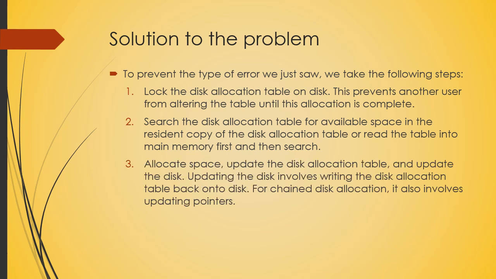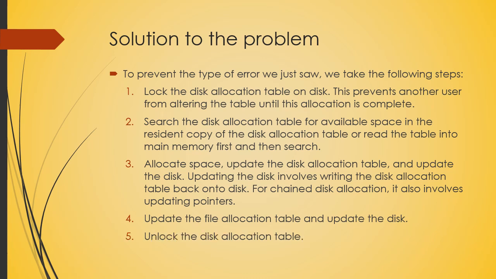Allocate space, update the disk allocation table, update the disk. Updating the disk involves writing the disk allocation table back onto disk. For chained disk allocation, it also involves updating pointers. Update the file allocation table and update the disk. Unlock the disk allocation table. This technique will prevent errors and increase reliability of our allocation and our free space management.